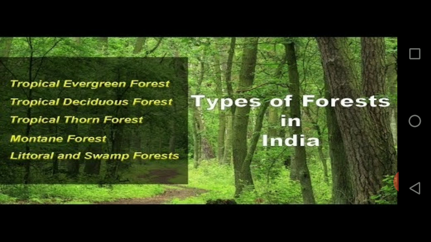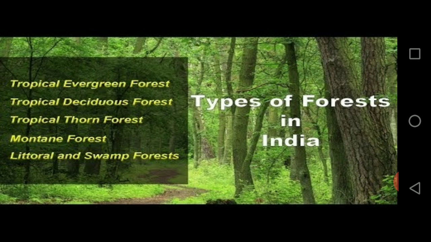The growth of the plant is dependent upon the climate, the sunlight and all the other elements of weather, and these elements are not similar everywhere. Hence, the type of forest which we find also differs. Today, especially, we are going to study the types of forest found in India.